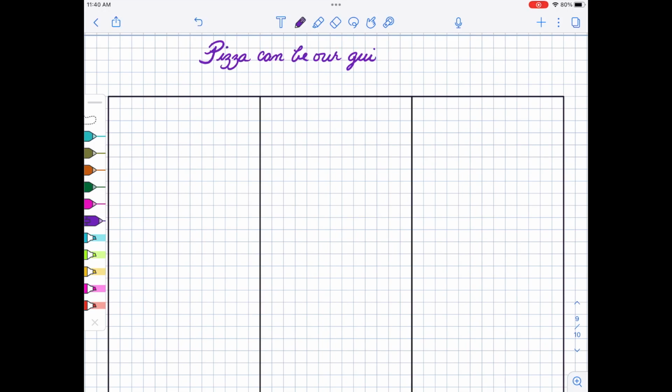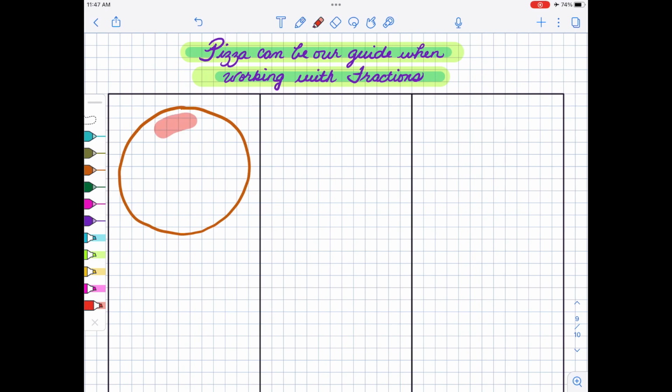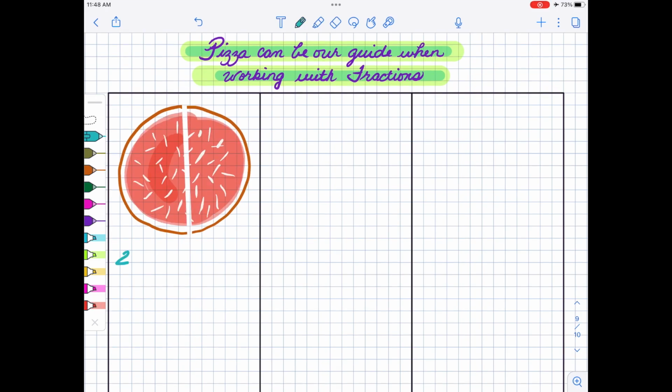Pizza is great to use when we're talking about fractions. Intuitively, we know that if we slice a pizza in half, those two halves equal a whole. And since we know that this is true, we can use this information to help us figure out how to multiply fractions. One thing we can do confidently is to write 2 times a half equals a whole as a multiplication problem. We know this is true because we can see it visually.